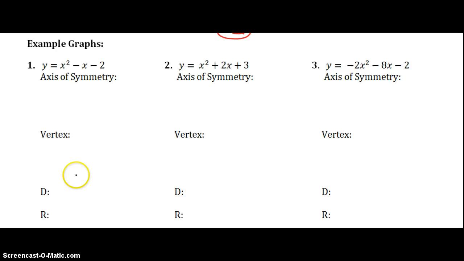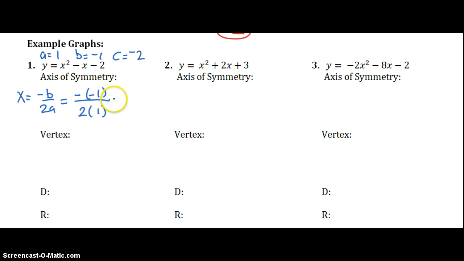So number 1, it's already in standard form. So that takes care of step number 1. A equals 1, B equals negative 1, and C equals negative 2. All right, so I'm ready first to find my axis of symmetry, which is negative b over 2a. So for this problem, it's going to be negative 1 over 2 times 1. So negative makes positive, so x equals 1/2.